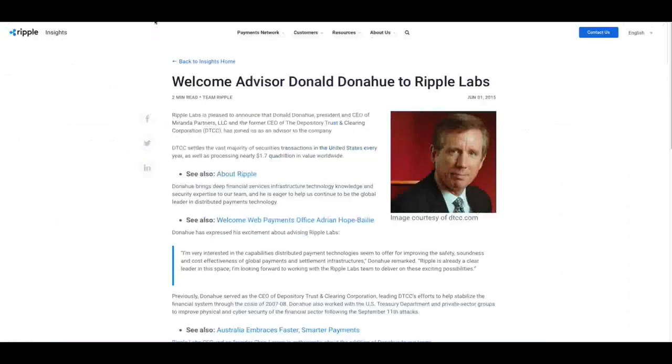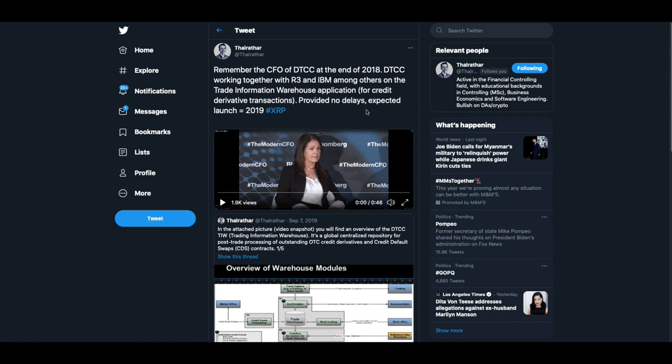Okay, so this is one of the articles that they've got in that post that you may not remember. Welcome advisor Donald Donahue to Ripple Labs, June 1st, 2015. Ripple Labs is pleased to announce that Donald Donahue, president and CEO of Miranda Partners LLC and the former CEO of the DTCC has joined us as an advisor to the company. All right. Then you have this.